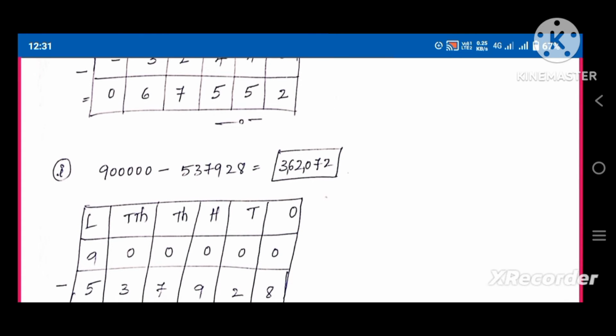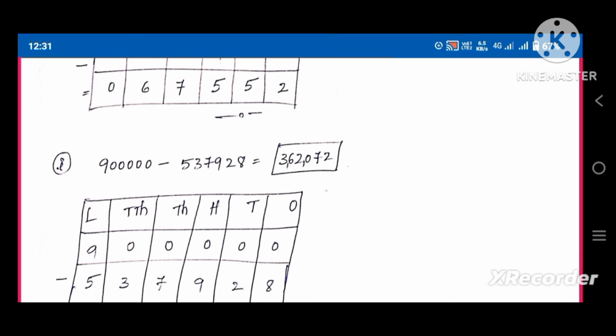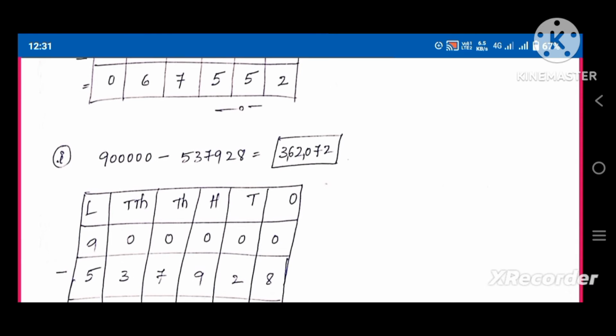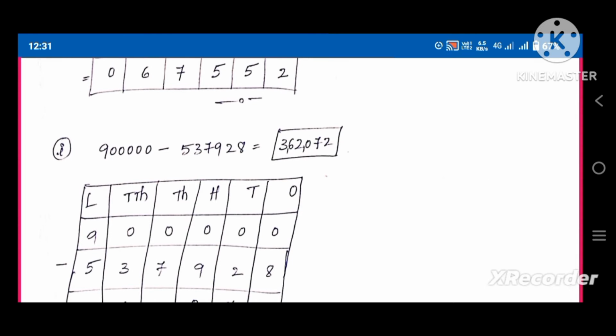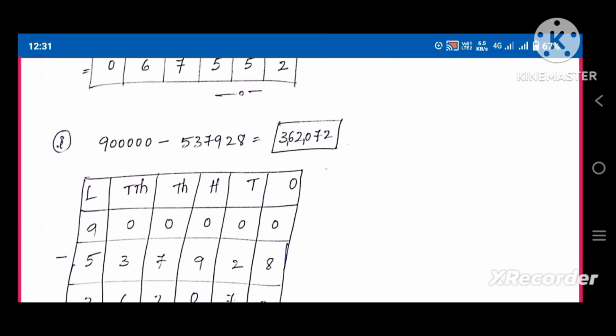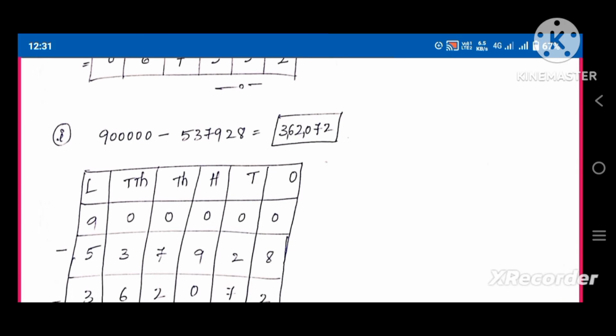Question number I, 9 lakh minus 5 lakhs 37,928 is equal to 3,62,072.